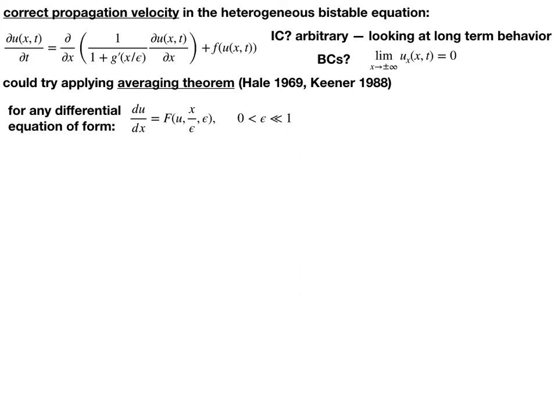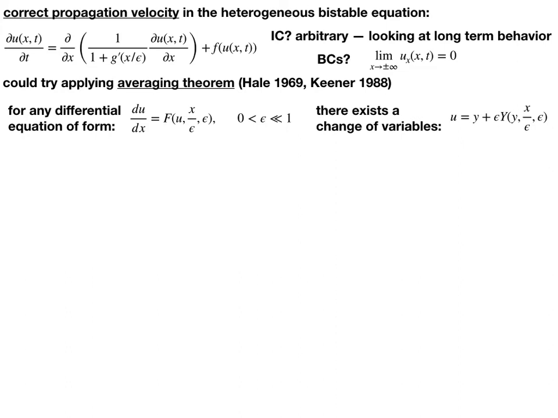The classical averaging theorem says that if I have some differential equation of the following form, I'm just going to take a first order nonlinear differential equation to demonstrate this point. You can generalize this to PDEs. And it involves some nonlinear function of u, some function of x on the microscale, and maybe some function of epsilon, and epsilon is small.